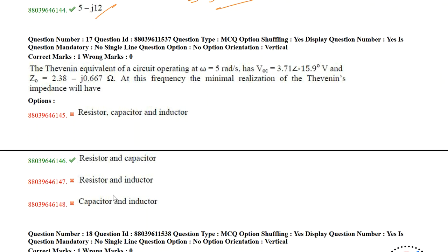Okay, right, see here, the Thevenin's equivalent of a circuit operating at omega equal to 5 radians per second has an open circuit Thevenin's voltage of 3.71 at an angle minus 15.9 degrees V, and Z0 is equal to 2.38 minus j0.667 ohms. At this frequency, the minimal realization of the Thevenin's impedance will have. That means you need to just identify what is the element. So what is the load element here? The load element will be Z0 they have given. Z0 is nothing but 2.38 minus j0.667 ohms.